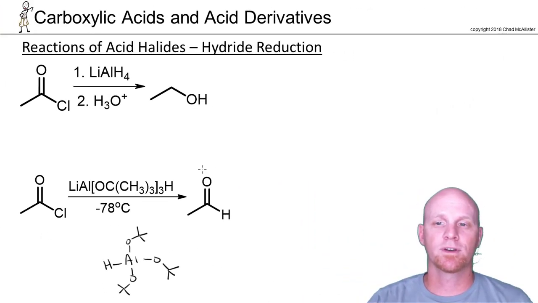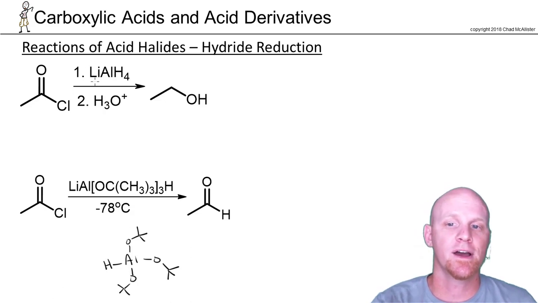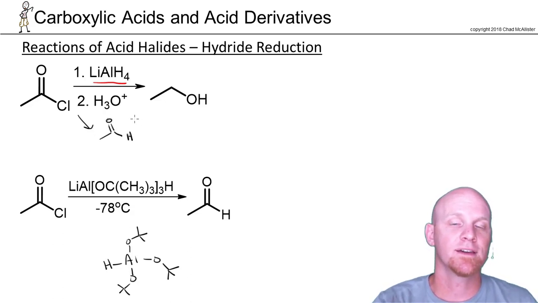Next, for acid halides, we're looking at hydride reduction. Again, we already reviewed this, and you're going to use lithium aluminum hydride here, and it will reduce it in 2 steps. The first step is just simply a nucleophilic acyl substitution, replacing the chlorine with a hydrogen, making an aldehyde, and then you do nucleophilic addition to make the alcohol.